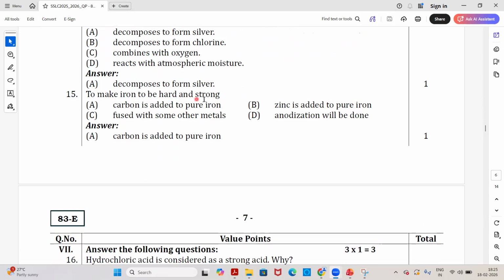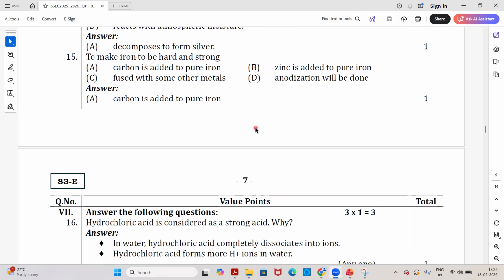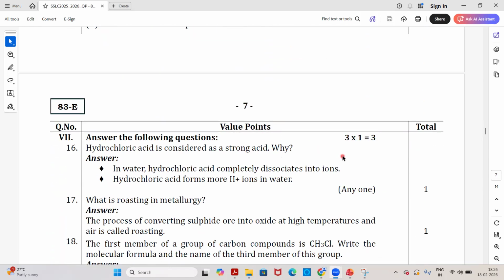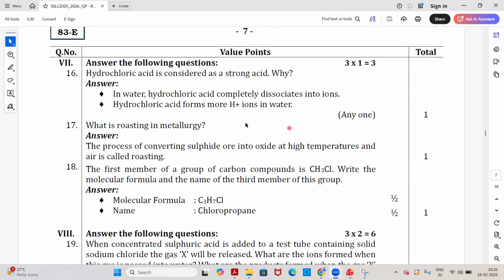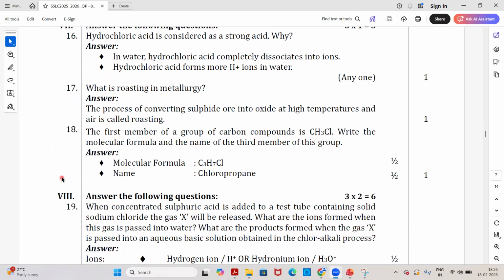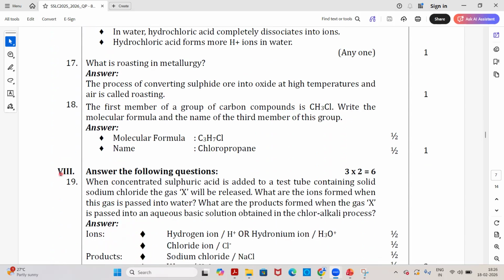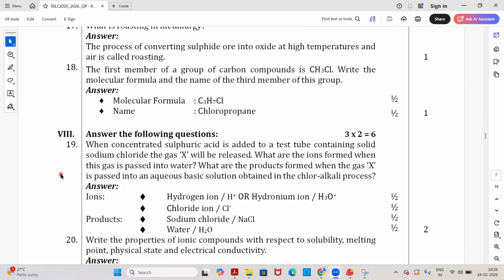To make iron hard and strong, carbon is added to pure iron. So these are the answers. And now we have question answers. You can see 1 mark questions are here, 3 questions, 16, 17, and 18. Observe it, read it, and then try to practice it. If it's a repeated question, then it is very important for you all.